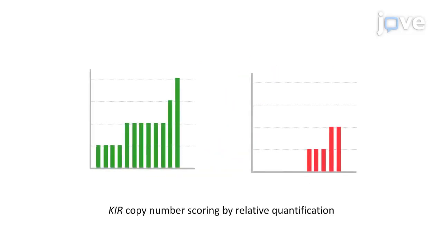Copy number analysis uses relative quantification of the target KIR genes to a reference gene. qKAT is designed and set up to be a high-throughput technique. Hence, each reaction can be performed on just under 1,000 samples.